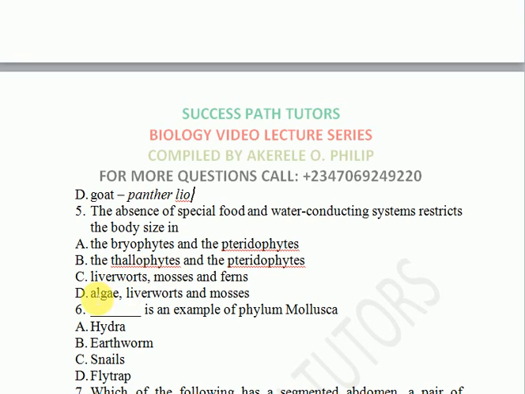The answer is algae, liverworts, and mosses. Algae, that's your Thallophyta, though in this case we will say green algae. Liverworts and mosses both belong to division Bryophyta.